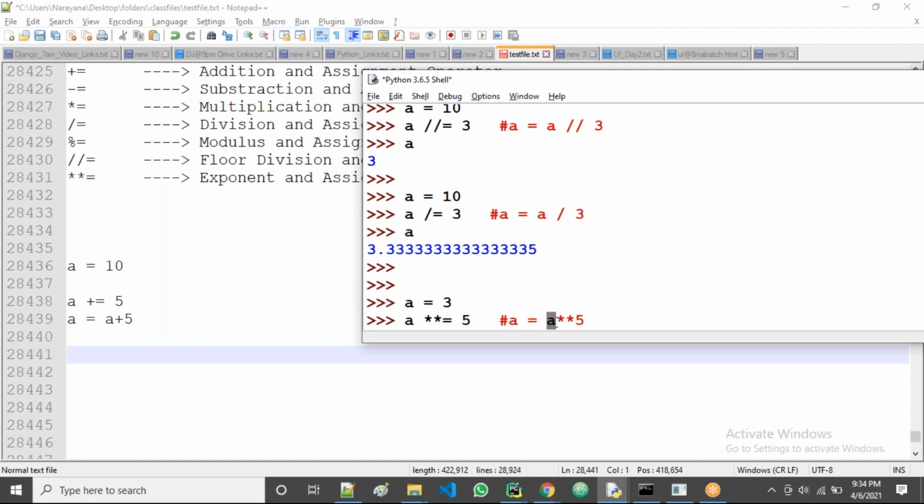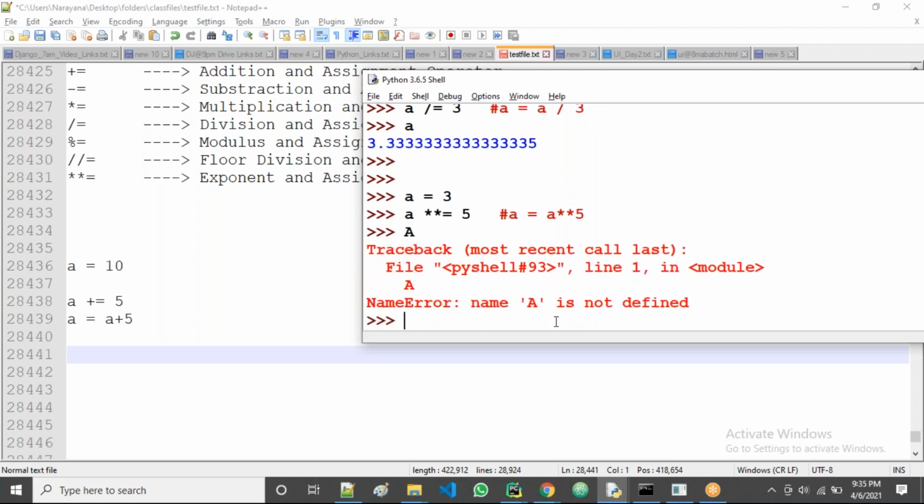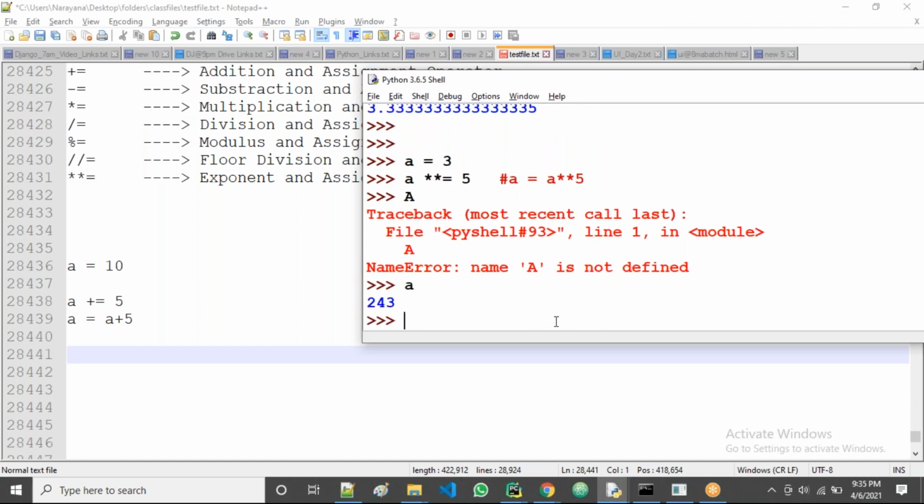3 power 5. 3 power 5 means 3 into 3 into 3 into 3 into 3, 5 times. How much is small a? 243.